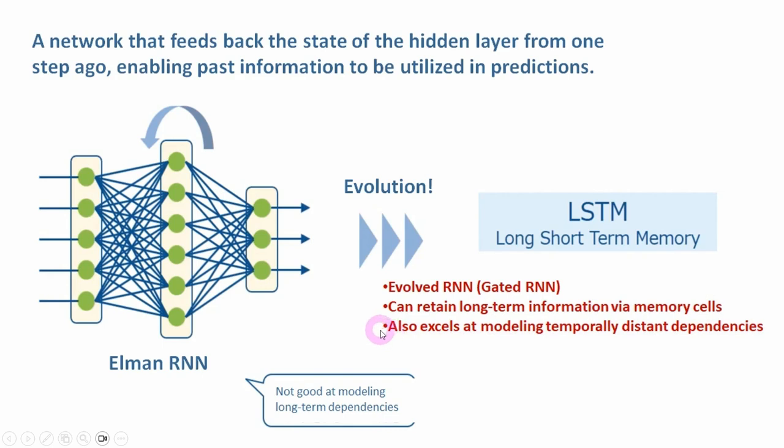So, unlike the simple Elman RNN, LSTM can successfully model long-term dependencies. That's why it has become so popular for tasks like time series prediction, speech recognition, and natural language processing. In the next slides, I'll explain exactly how that memory cell works inside LSTM.